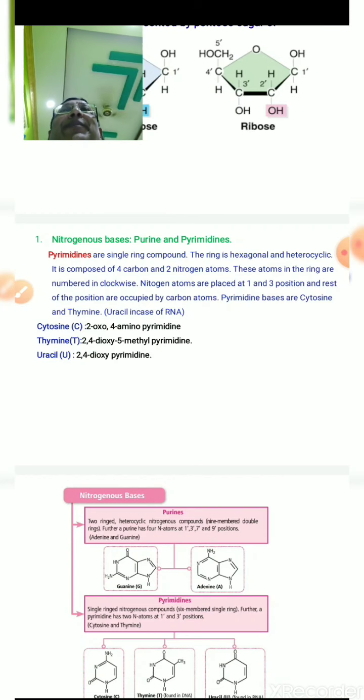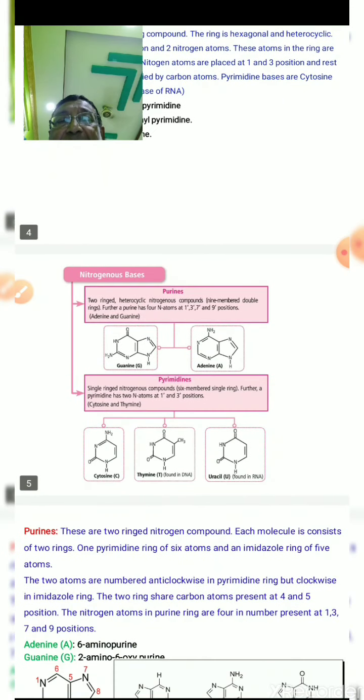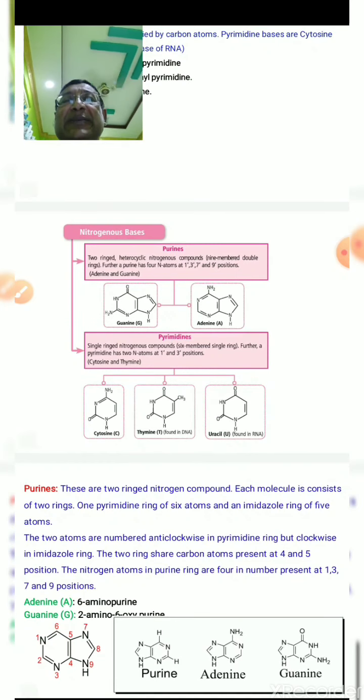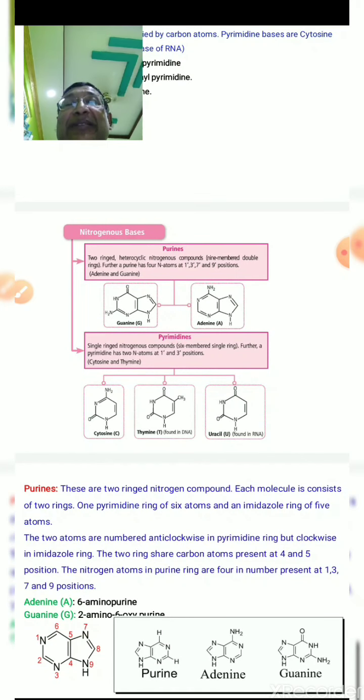Now, practically, we know cytosine, thymine and uracil, but what is the chemical configuration of cytosine, thymine and uracil? Chemically, all three are pyrimidines, but still there are some differences. Cytosine is 2-oxo-4-aminopyrimidine. Thymine is 2,4-dioxo-5-methylpyrimidine, and uracil is 2,4-dioxopyrimidine. The structures are in my next slide. Here you will note the structures. Very nicely the structures have been given, and both purines and pyrimidines are shown.